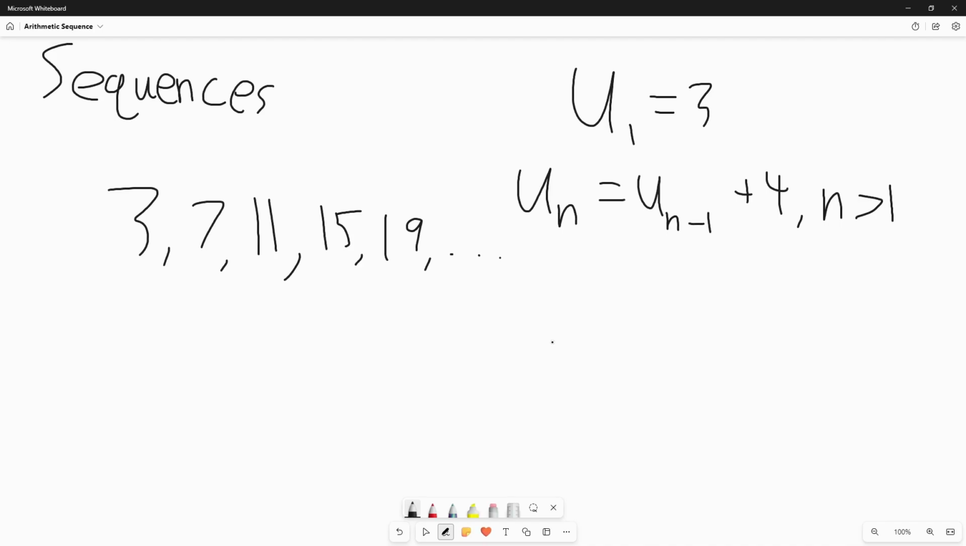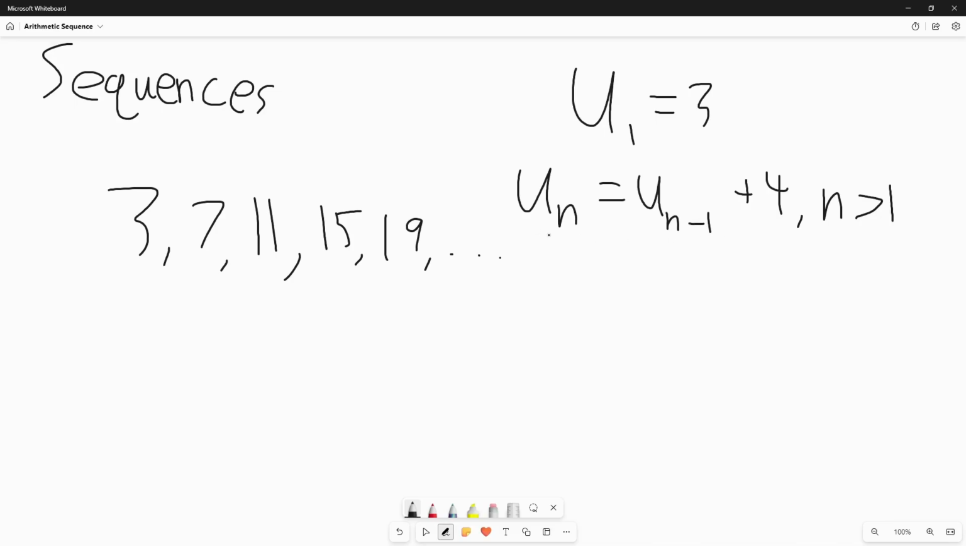Now, how does this work? If n is 1, which means you're looking at the first term, you just look here. u of 1 equals 3. So you know the first term is 3. But if n is 2, or 3 or 4, or bigger than 1, then you look to this formula, because you're looking at any number other than the first term.